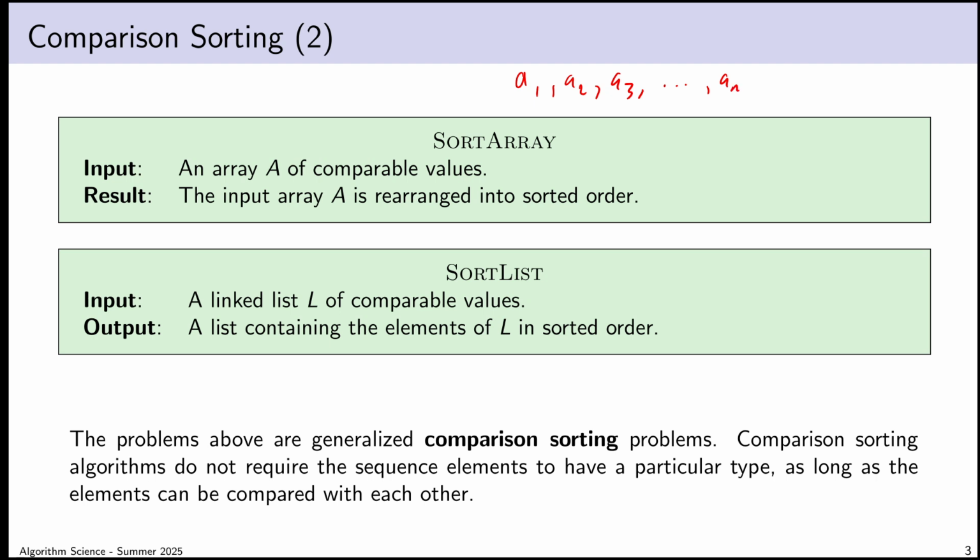If I give you some array and I tell you it's none of your business what type these elements are. However, if you want, you are allowed to compare two of them together. So I'm going to give you a less than operator or a less than or equal to operator. Or of course, I could just give you a function that returns true or false. If A is less than B, it returns true, otherwise it returns false.